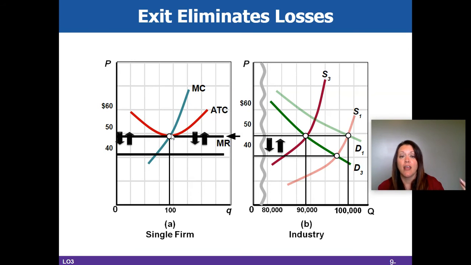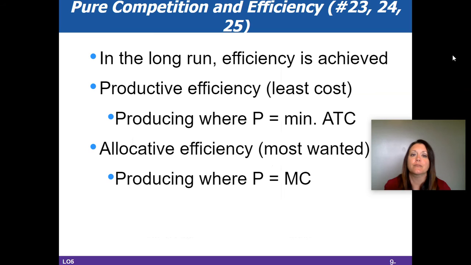So again, entry eliminates profit, exit eliminates loss, and in the long run, the perfectly competitive market will balance right there where those three curves are equal. All right, so a couple things to remember. This goes along with some of those key items as well, numbers 23, 24, and 25. First of all, in the long run, efficiency is achieved in perfectly competitive markets. Those businesses have to be perfectly efficient, otherwise they cannot compete.